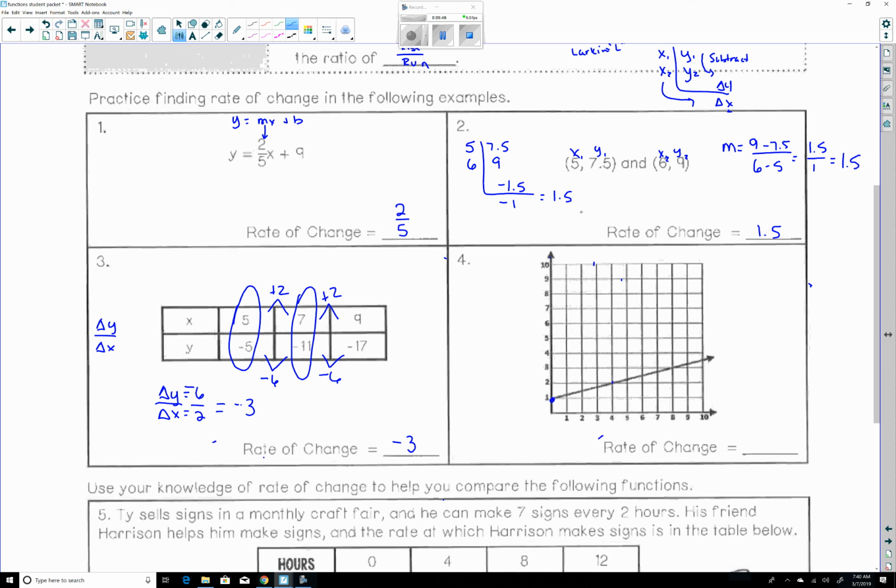Again, we've been doing this one for a long time. Find your points. What's your rise? I'm going up 1. So my rise goes on top. How many am I going over? 1, 2, 3, 4. So this is a 1/4 rate of change or slope.